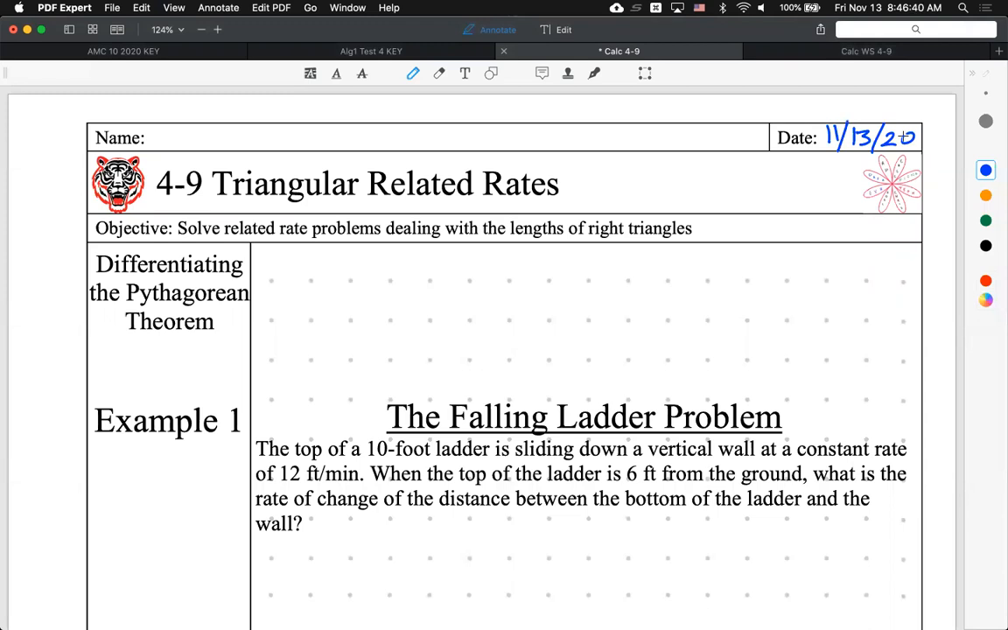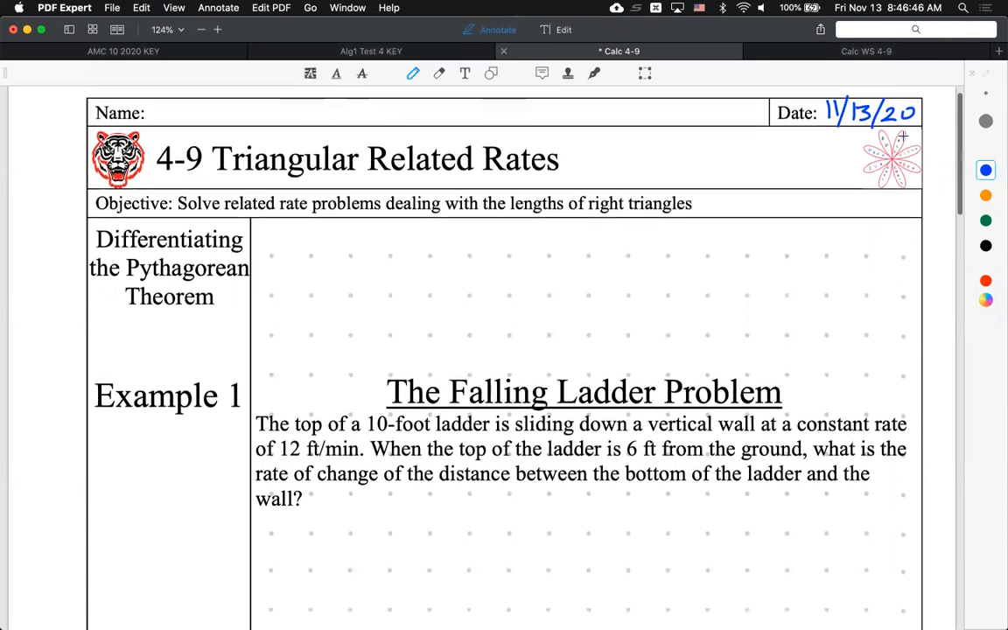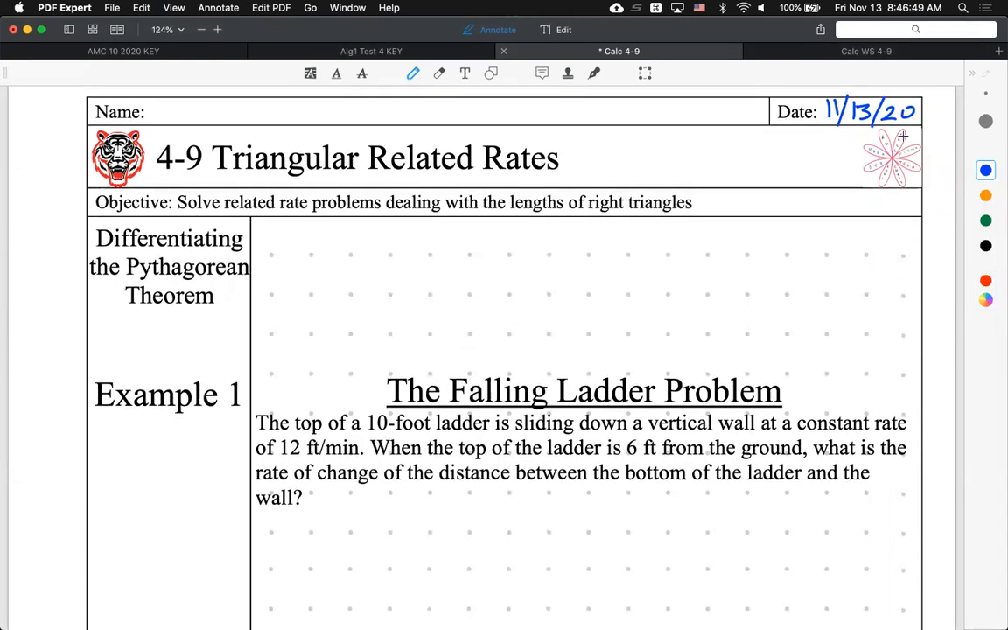Our objective today. So everything comes from the Pythagorean Theorem. It's the third of three equations you have to have memorized. You need to know area of a circle, circumference of a circle, and now Pythagorean Theorem. So Pythagorean Theorem is?